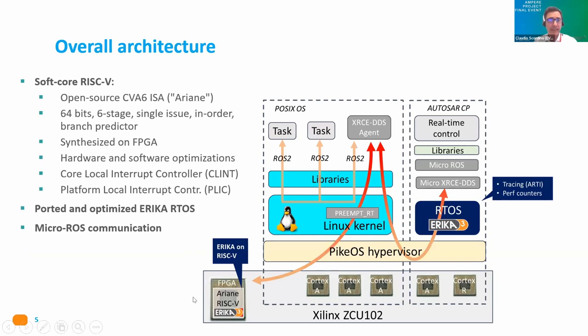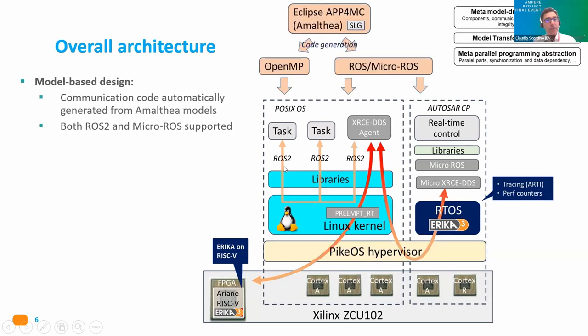Additionally, we also synthesized a RISC-V softcore on the FPGA. We selected the softcore, also known as Ariane, and we implemented the micro-ROS communication between Linux on the Cortex-A and Erika running on the softcore RISC-V. And finally, we have implemented model-based design engineering by letting Amalthea, which has been already described, generate the synthetic load generator code for OpenMP, of course, running on Linux, but also the communication code based on ROS or micro-ROS for the two different domains.